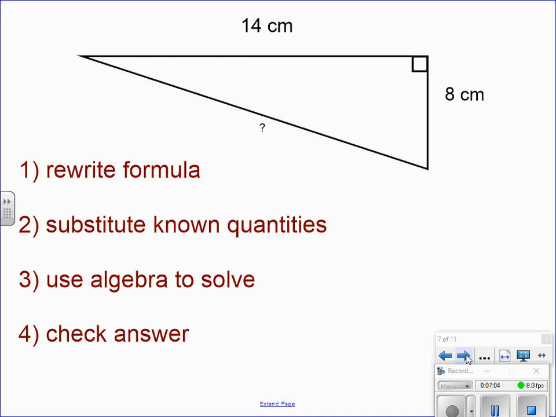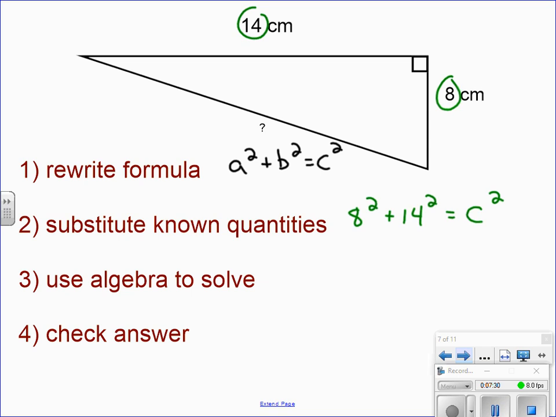If you're given two sides and you're trying to find the biggest side, write the formula out. A squared plus B squared equals C squared. It rhymes. You could probably make a TikTok about this, I'm sure. Substitute the known quantities, so that's going to be 8 and 14. So that's 8 squared plus 14 squared equals C squared.